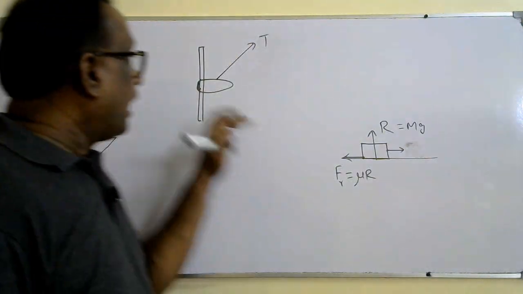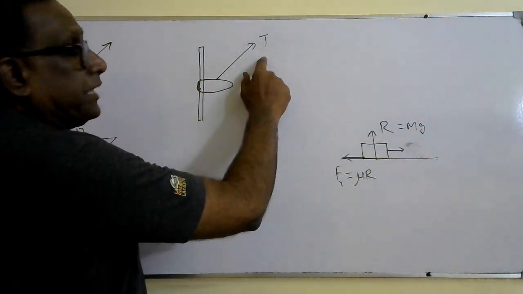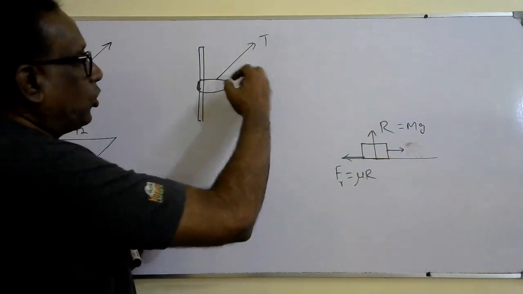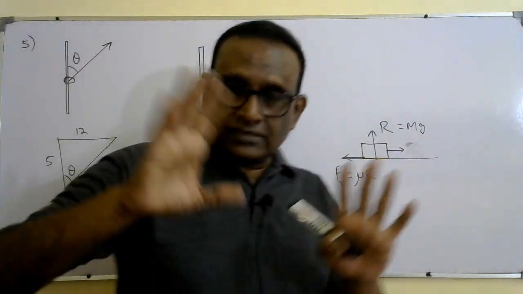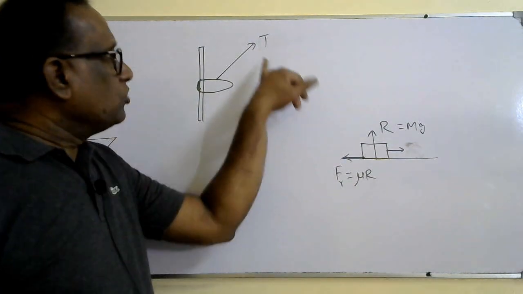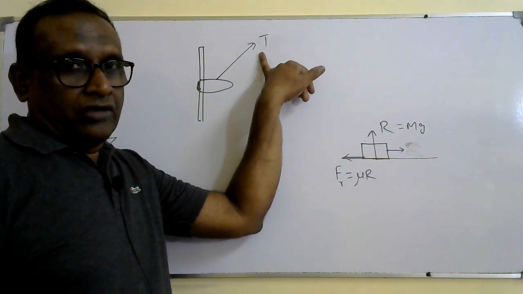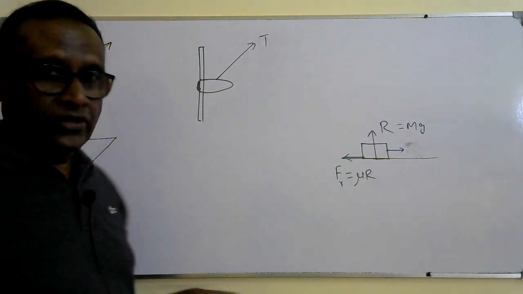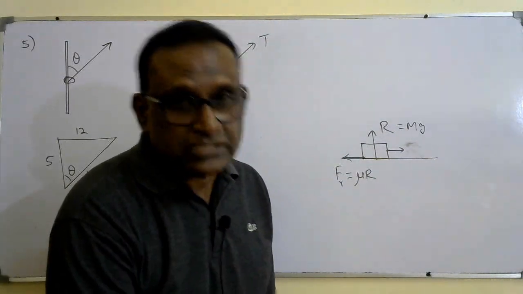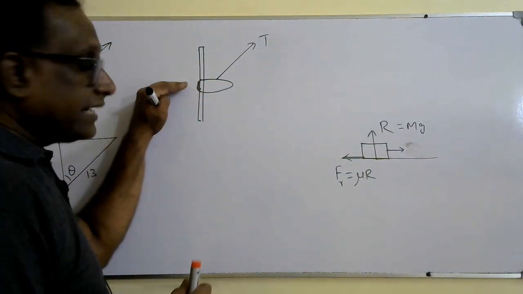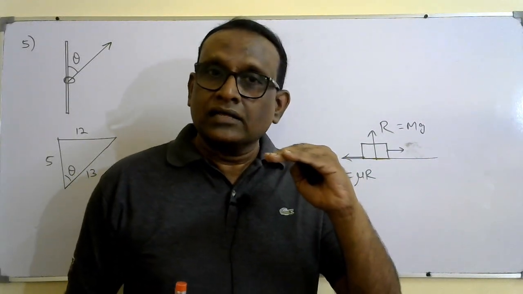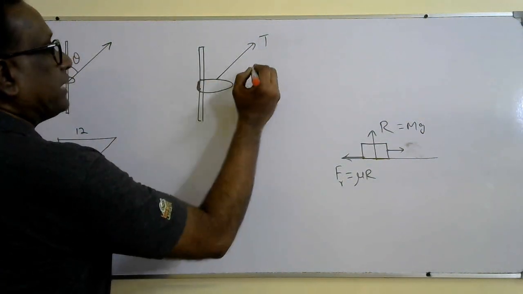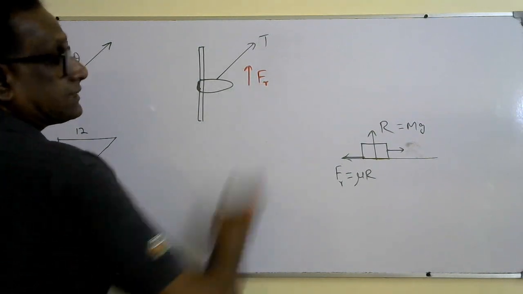But the friction could be either up or down, depending on the tension. Imagine you are holding this ring and the ring is at rest. Gradually reduce the tension. What will happen? The ring might slip down on the rod. If the ring is in limiting equilibrium such that it is going to slip down, that means friction will be in the upward direction.